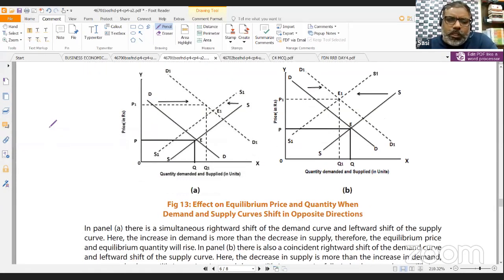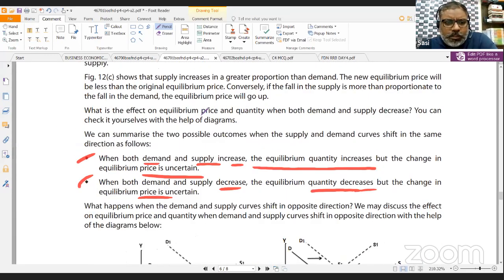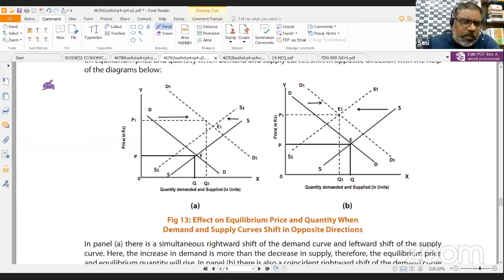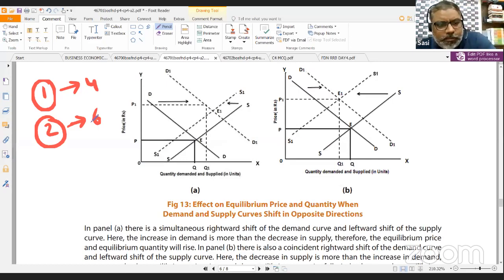Now, what about if demand and supply are changing in opposite directions? So far we have looked at two different layers. First level, we discussed increase in demand, increase in supply, decrease in demand, decrease in supply. There are 4 scenarios. Second level, there are 6 scenarios. Why? Wherein increase in demand and increase in supply are both happening at the same time, but the percentage of increase in demand is more than the percentage of increase in supply, or less than, or equal. Like that, there are 3. And in the opposite direction also, there are 3.